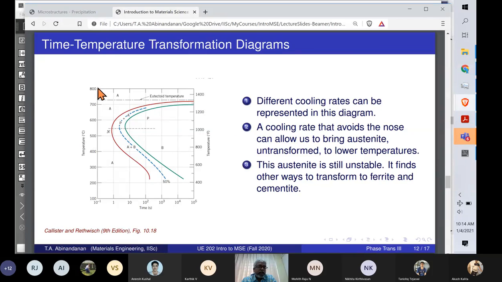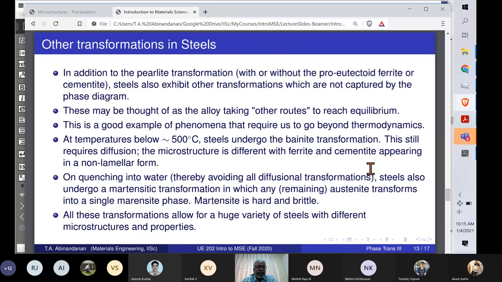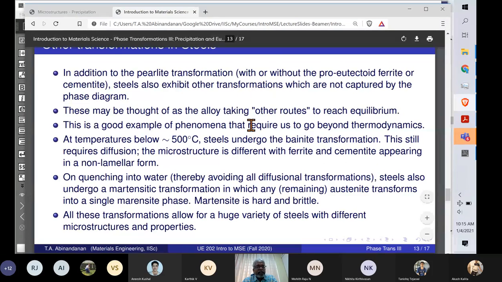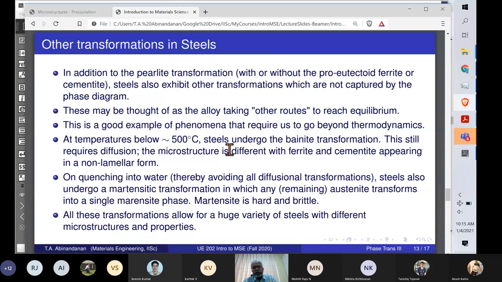So it is possible to completely avoid these diffusional transformations by quenching things very, very fast. So it is possible to bring the austenite down to lower temperatures by quenching fast, but this austenite is still unstable. And what makes the steels interesting is that it transforms through other means. So at temperatures below 500, this should be 550 degrees or so, they undergo something called bainite transformation. And of course, if you quench it down to extremely low temperatures, they also produce martensite, which is what I just want to show here.